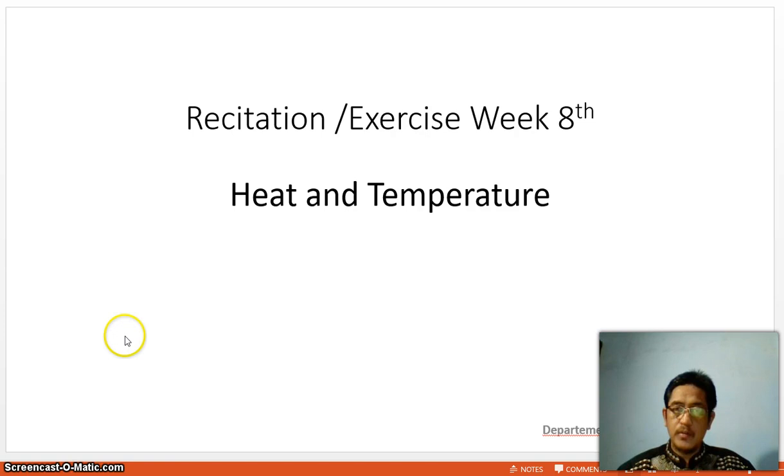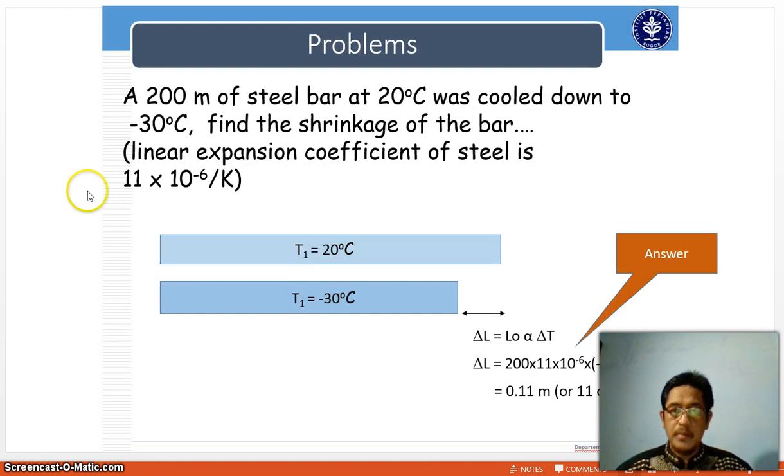This is a part of Physics 100 class for international students at IPB University in Indonesia. Today we will do some exercise or recitation for week 8 discussing heat and temperature. The first problem is related to linear expansion.